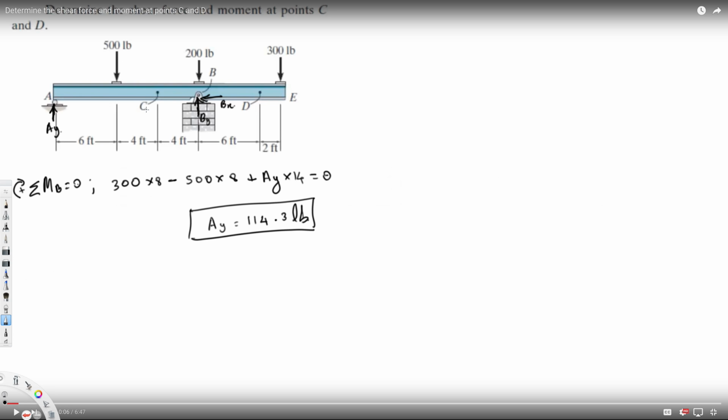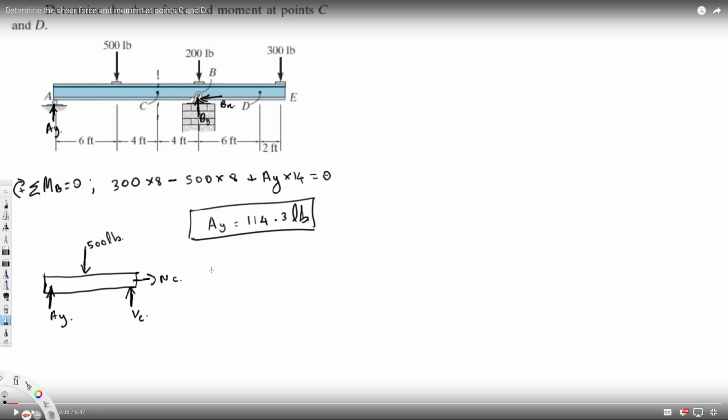Now I can calculate C. If I take this part separately, so I cut here and separate this, it's going to have 500 pounds and Ay acting upward. Also we have a shear force, so we assume the direction, let's say this is the direction, and we are also going to have a normal force, and that's it. So first of all, let's see what we can find.